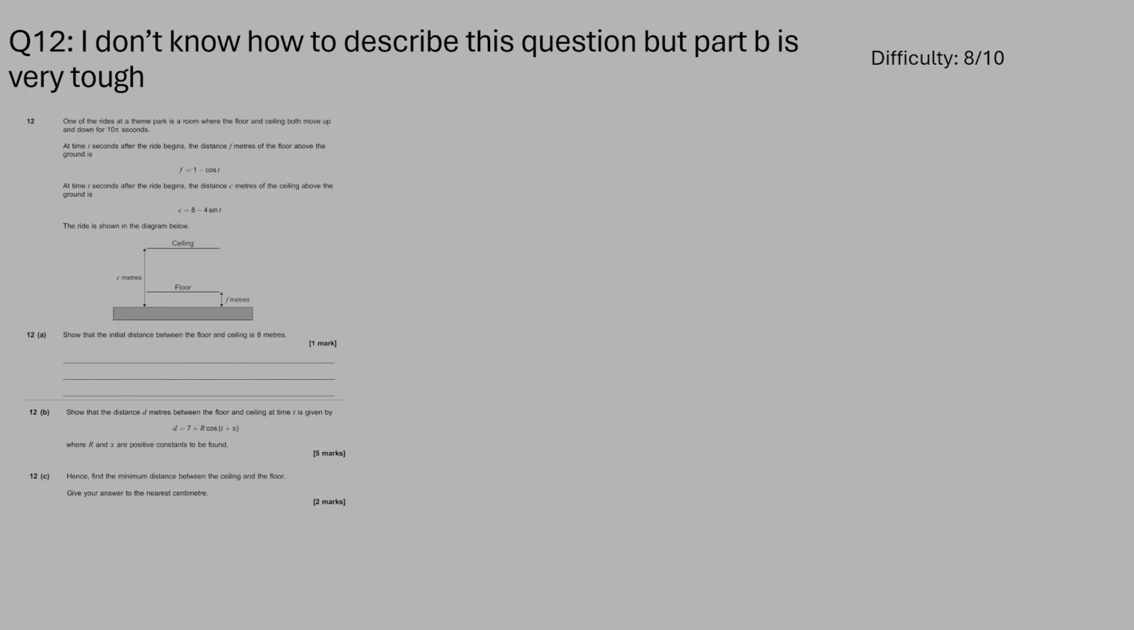So firstly, we're just going to write, so x is the initial distance between the floor and ceiling, is a c minus f, we'll use this later, and we just substitute 0 into that, so we're going to get 8 minus 4 sine of 0 minus, right, in brackets, 1 minus cosine of 0, that would just give you 8, because sine of 0 is 0, and then 1 minus cos of 0 is also 0.